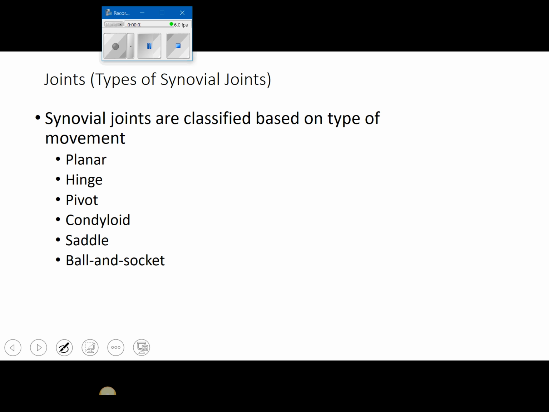Part 3 of Chapter 8, Joints. Synovial joints are classified based on type of movement. Here's an outline of the ones we'll go over. Planar joint, also known as plane joint, P-L-A-N-E. Hinge joint, pivot joint, condyloid joint or condylar joint, saddle joint, ball and socket joint.